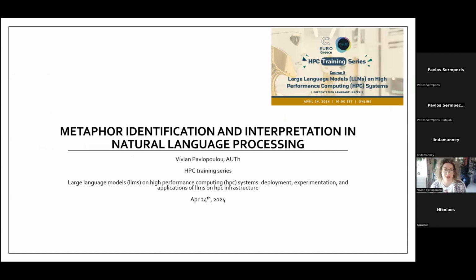So my presentation has to do with metaphor identification and interpretation when we're dealing with NLP, with natural language processing and large language models. I know that metaphor is kind of a challenging task. So in your presentation, Pavlos, I would very much like to see what you asked ChatGPT and it was able to compute sentiment analysis, because emotions are a huge deal in metaphor, in the work that we do with metaphor.